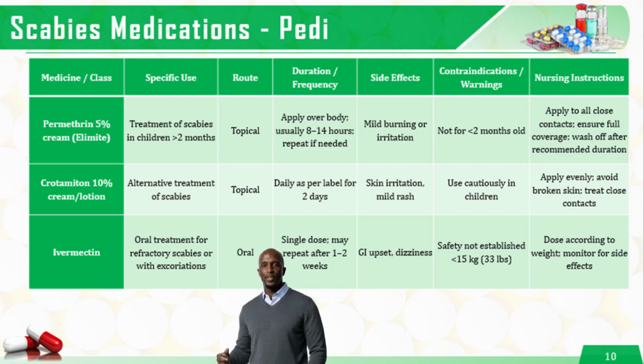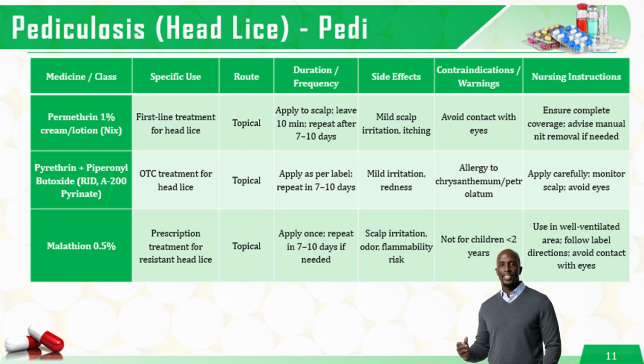Ivermectin, given orally, is reserved for refractory cases or scabies with extensive excoriation. It may cause GI upset or dizziness, and it is not recommended for children under 15 kilograms. Dosing is weight-based. This slide reviews medications for head lice in children.